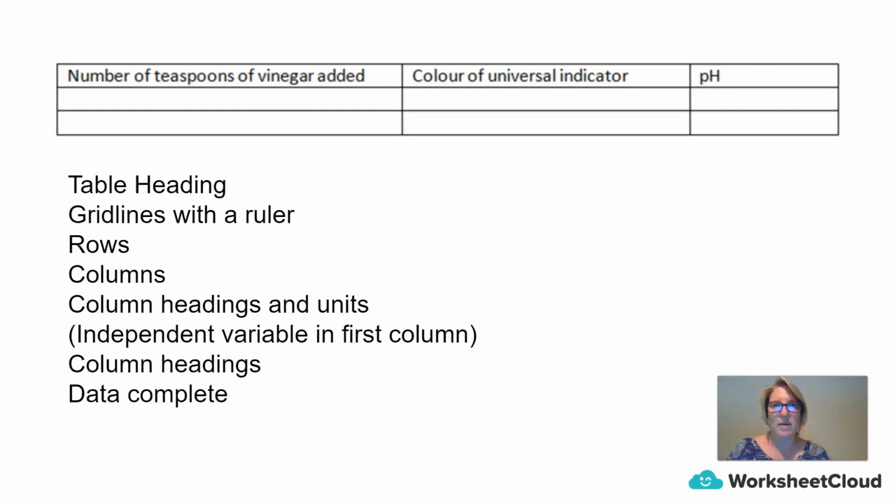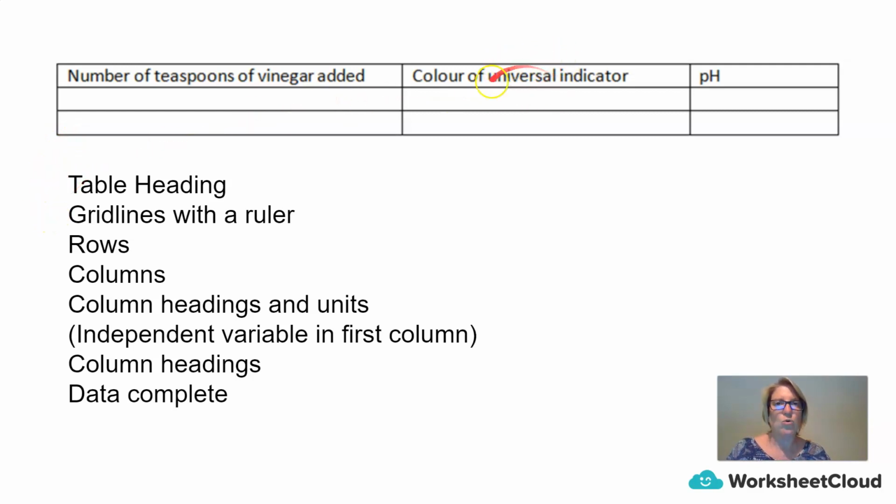Then please remember when doing a table that your table must have a heading. You must have these grid lines, and these grid lines must be drawn with a ruler, so it must be nice and neat and straight. In doing the grid lines, that will mean that your table has got rows and columns. So in this table we have got column headings, and please remember to add the units in. Our independent variable is going to be the number of teaspoons of vinegar added, because we're going to start off by adding 1 teaspoon, then 2 teaspoons, 3 teaspoons, 4 teaspoons.